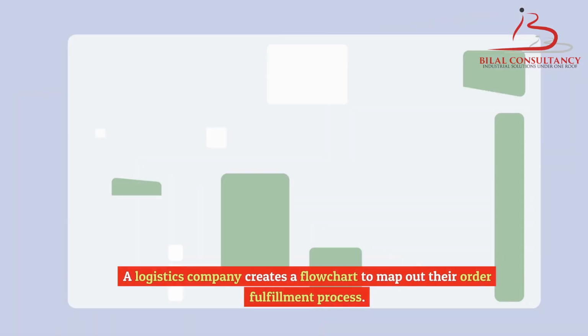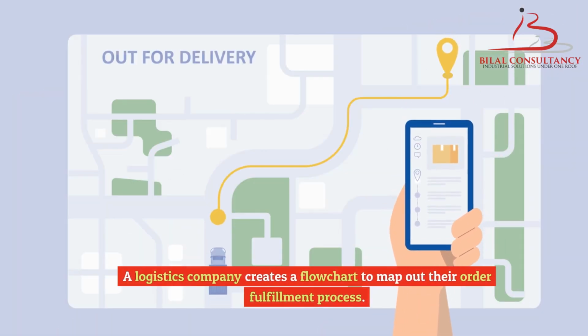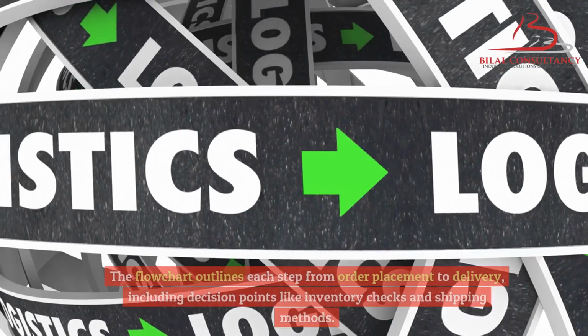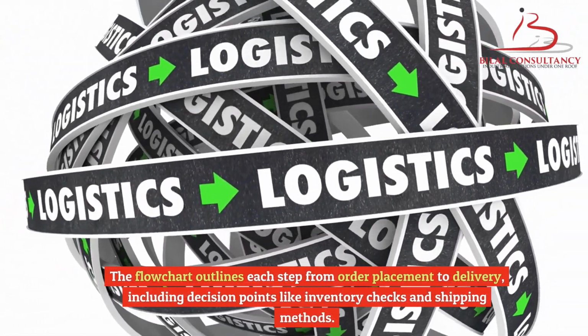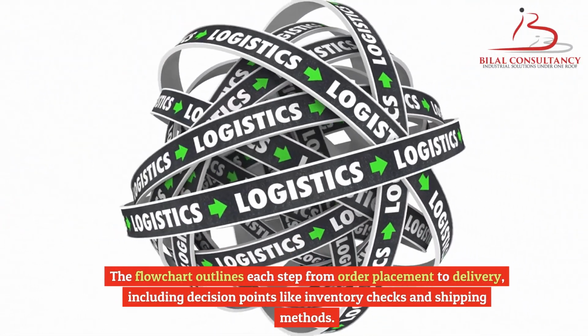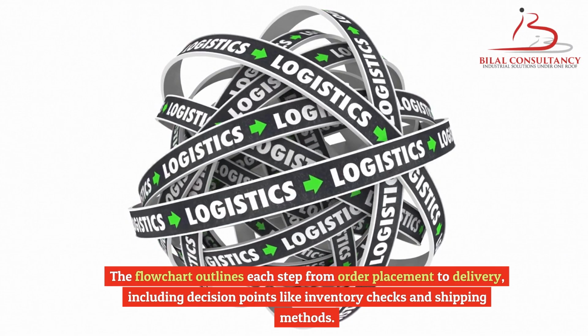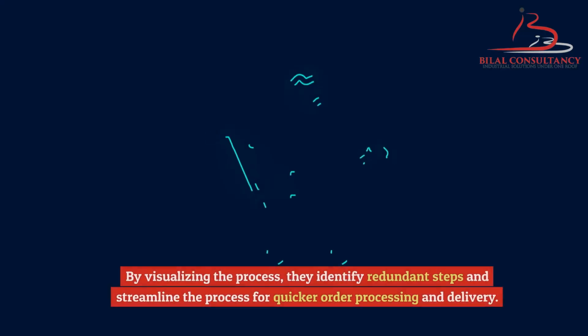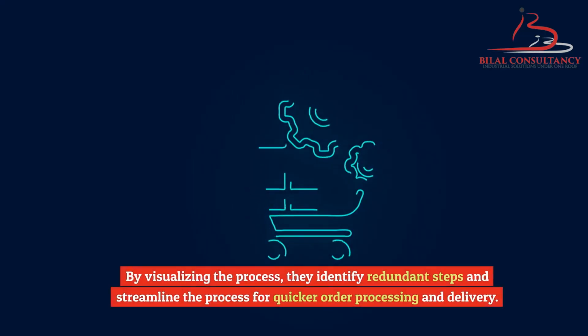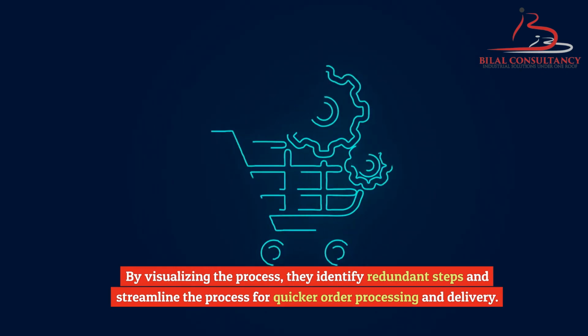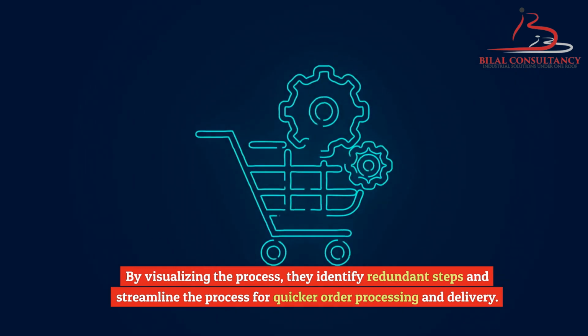Flowchart. Example. A logistics company creates a flowchart to map out their order fulfillment process. The flowchart outlines each step from order placement to delivery, including decision points like inventory checks and shipping methods. By visualizing the process, they identify redundant steps and streamline the process for quicker order processing and delivery.